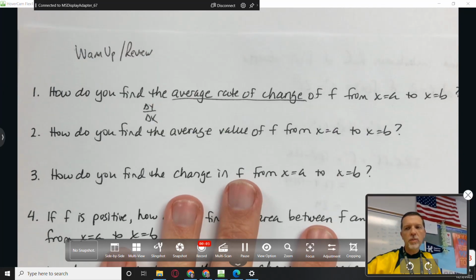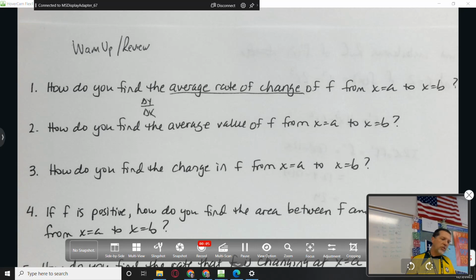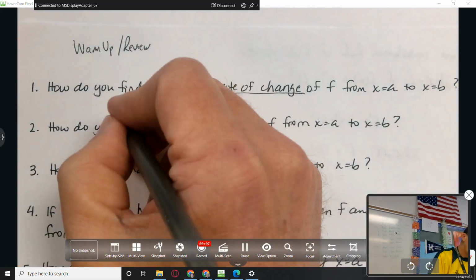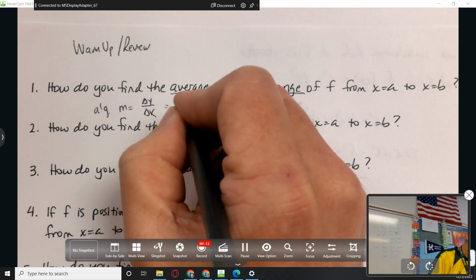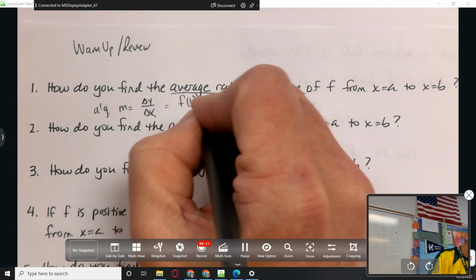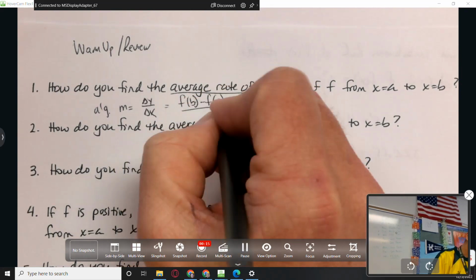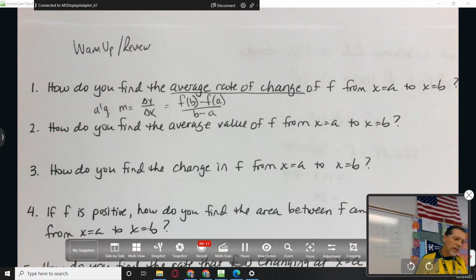So warm-up, review. Average rate of change, that's just algebra slope. So that would be f of b minus f of a over b minus a. Average rate of change, AROC.